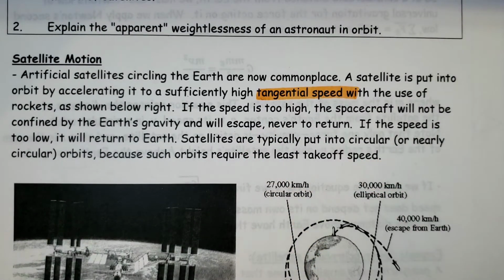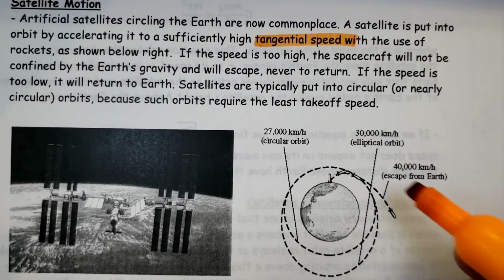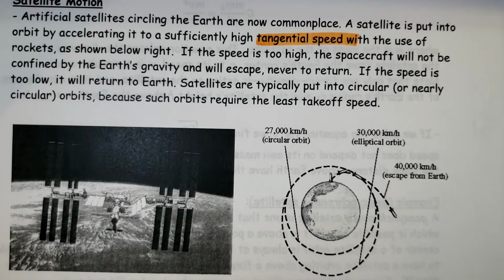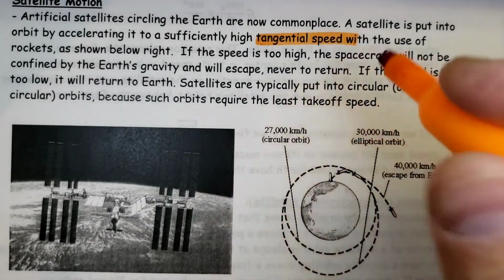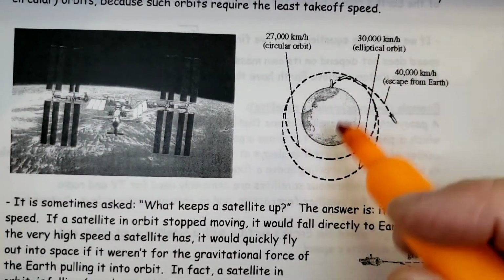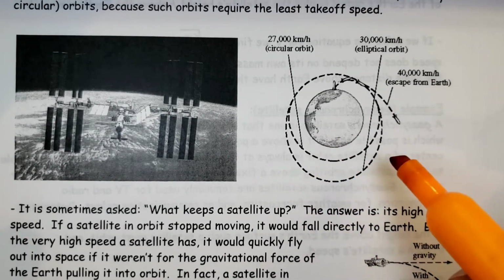If the speed is too high, the spacecraft will exit the orbit. If the speed is too low, it returns back to Earth. Satellites are typically put into circular or nearly circular orbits because such orbits require the least takeoff speed. So it needs that specific speed to keep it in that orbit as it's feeling the pull of the Earth.